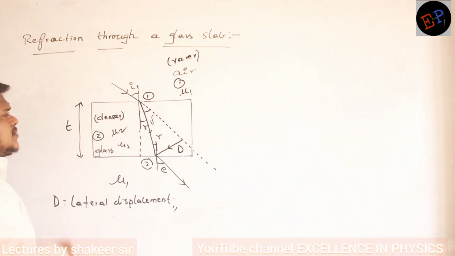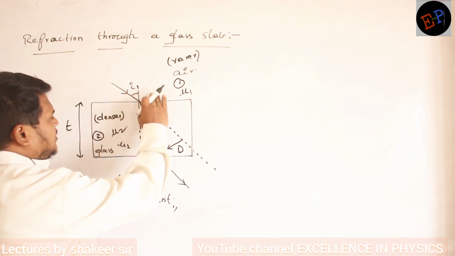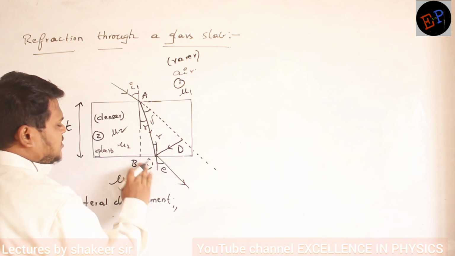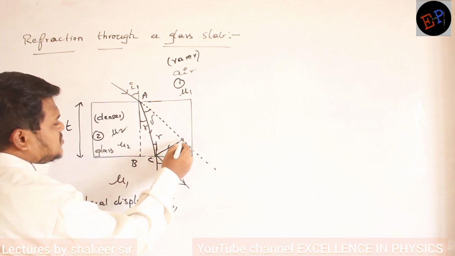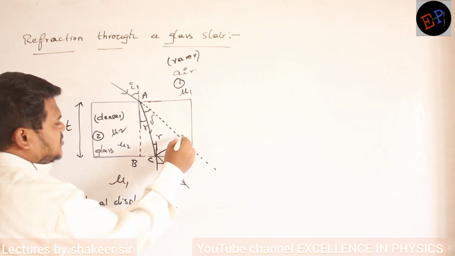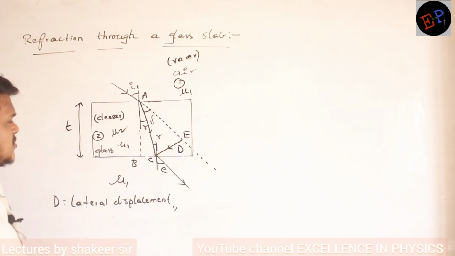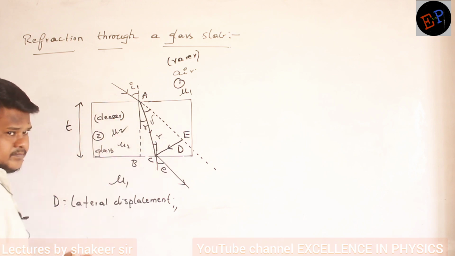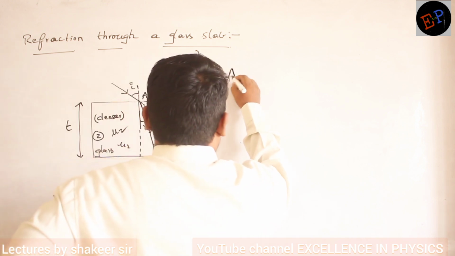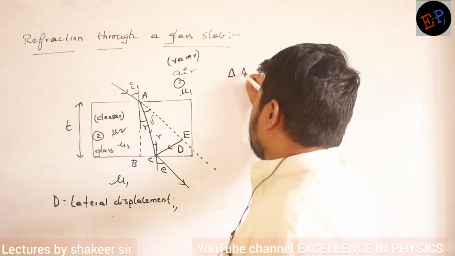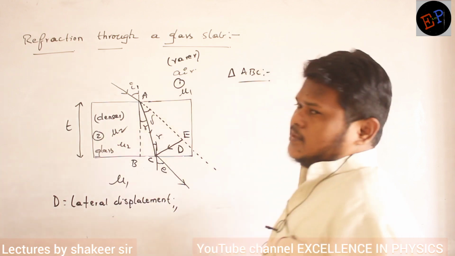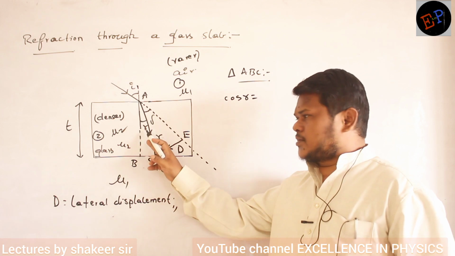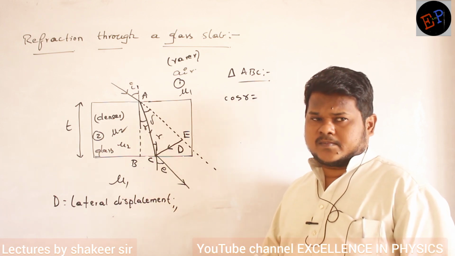So let us take some triangles now. Let us name one point A, B, this point C, and already D is there, so let us call this one E. So I will take triangle ABC, then triangle AEC. Two triangles I am taking. First I will take triangle ABC. In triangle ABC I will take cos r. What is cos r? Cos theta formula.